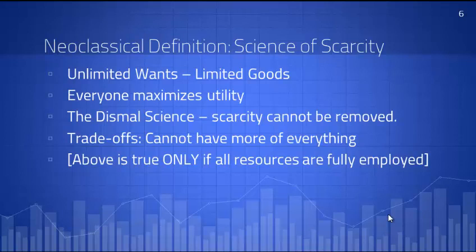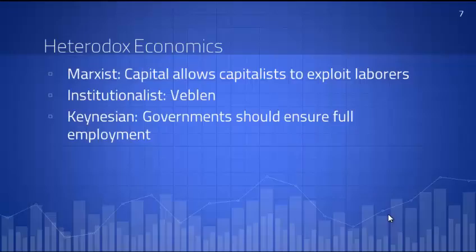However, we note that this is true only if you have full employment. If there are resources lying idle, then you can create more and everybody can have more. In fact, one of the most important resources, which is labor, is frequently left underutilized in capitalist systems. So as opposed to this vision of economics, we have heterodox economics. In heterodox economics, the authors of the book identify three schools of thought: Marxist, institutionalist, and Keynesian.